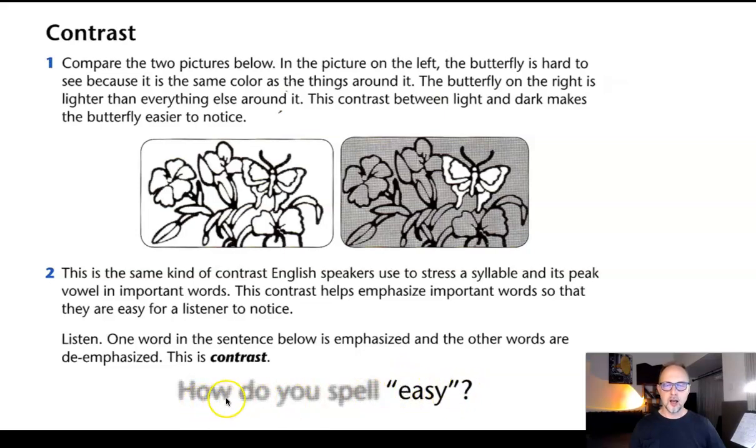So we don't say, how do you spell easy? Like, we say, how do you spell easy? How do you, so these words are a bit less clear than the important word.